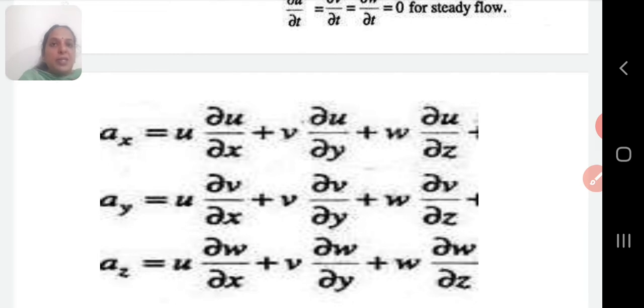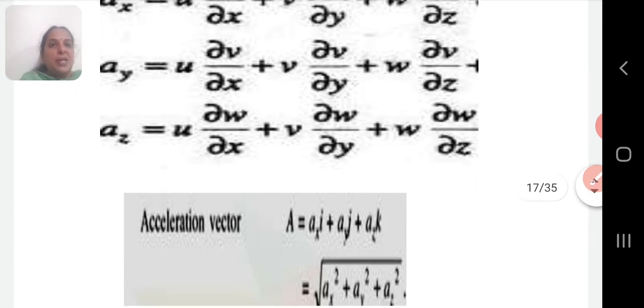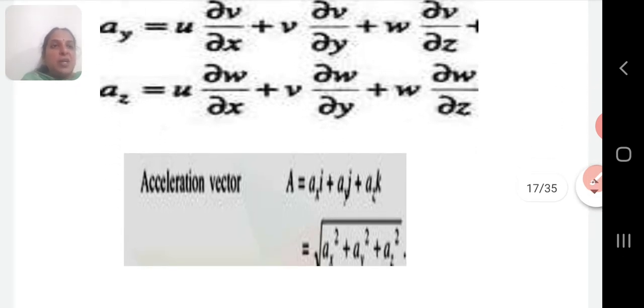And az is u into ∂w/∂x plus v into ∂w/∂y plus w into ∂w/∂z. So what is the acceleration vector here? The acceleration vector is axi plus ayj plus azk. That will be your total acceleration vector. So ax is the acceleration with respect to the x direction, ay is the acceleration with respect to the y direction, and az is the acceleration with respect to the z direction.